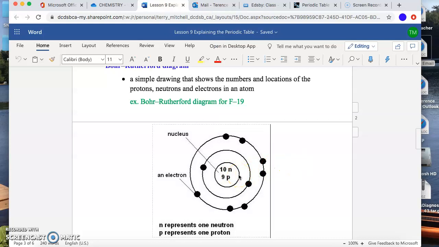Now for this atom to be neutral, it would also have to have 9 electrons. So we know that they orbit the nucleus. So here's the first orbit. We call this the first orbit, the first shell.